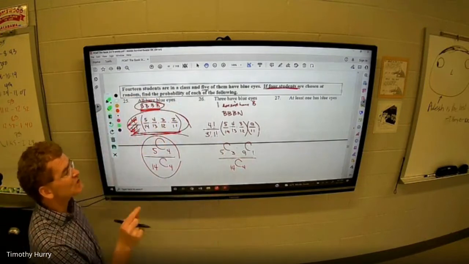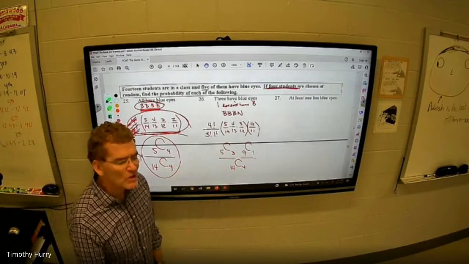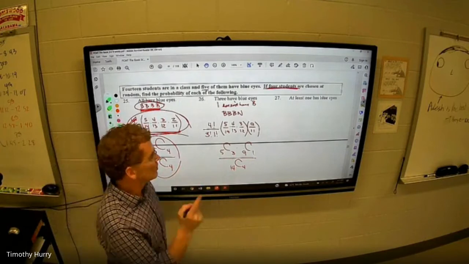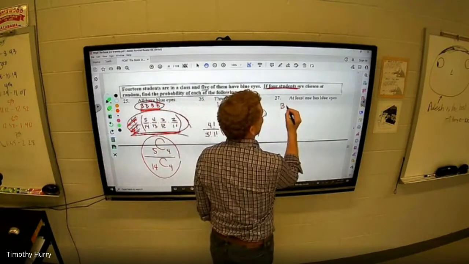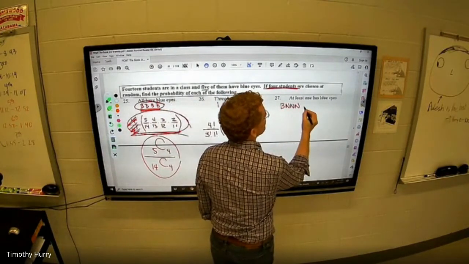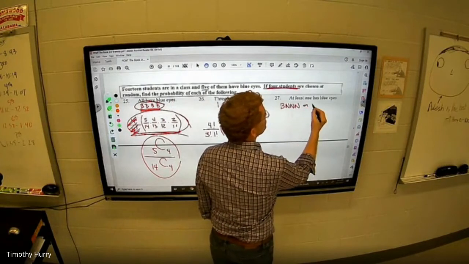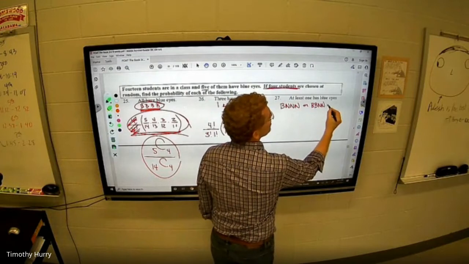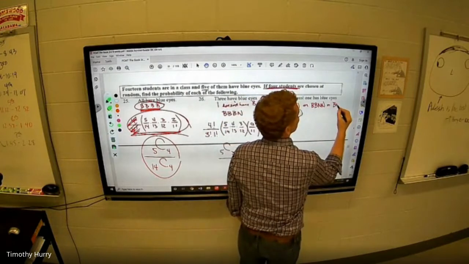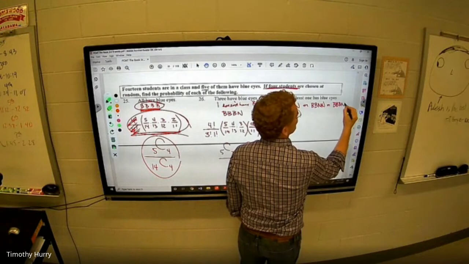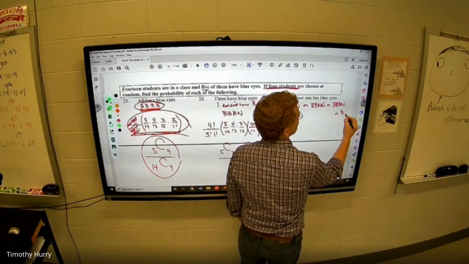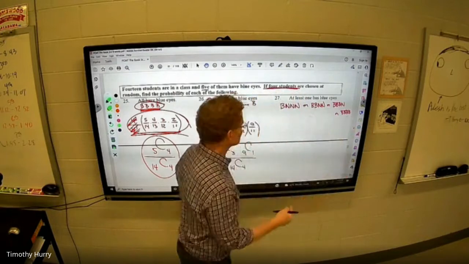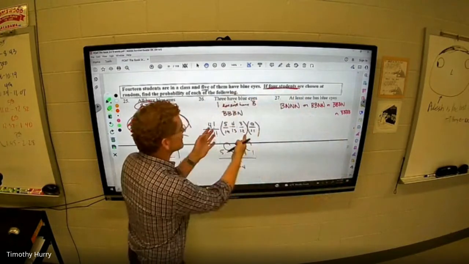Now, at least 1 has blue eyes. So what does that mean? At least 1. That means I could have 1 blue-eyed person and 3 non-blue eyes, or 2 blue-eyed people and 2 non-blue-eyed, or 3 blue-eyed people and 1 not blue, or what? All blue. Now that's 4 separate problems that each look like this.